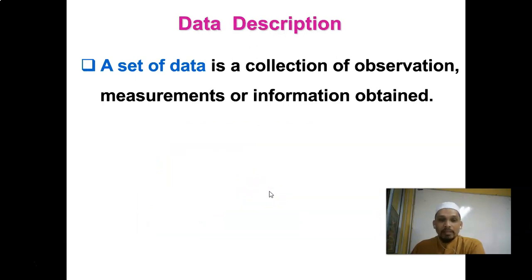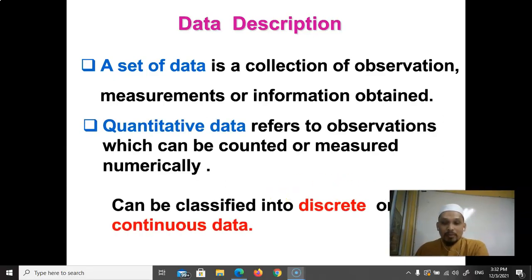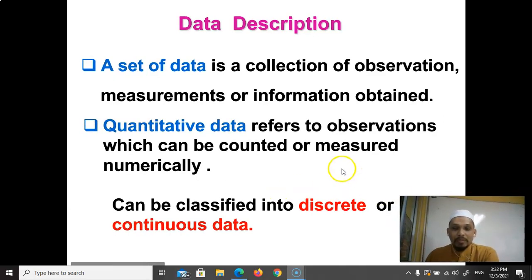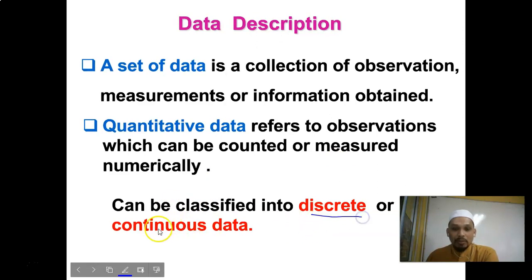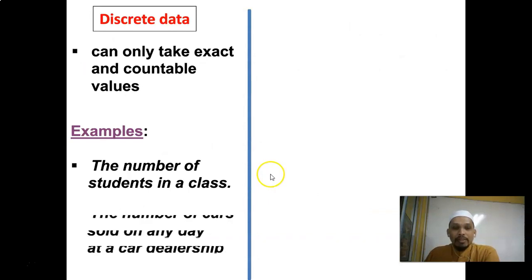A set of data is a collection of observations, measurements, or information obtained. I think all this you can read by yourself, or you may refer to the lecture notes. So, data can be classified into discrete or continuous. What is discrete and continuous here? Discrete data can only take exact and countable values.